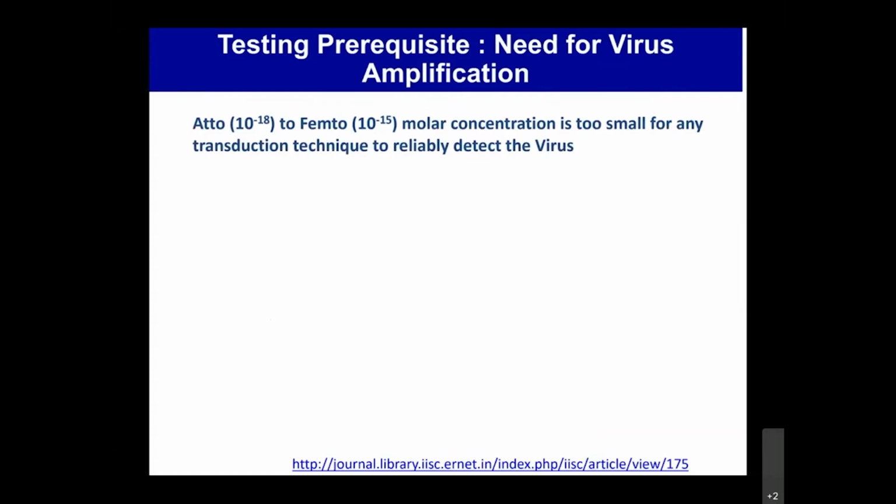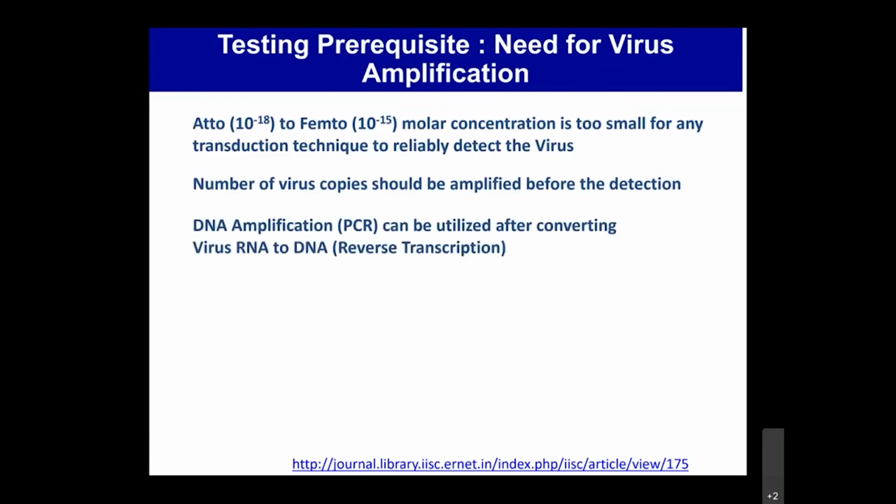Now, this is too small a concentration. Let me just repeat that. To reliably detect the virus, the number of virus copies should be amplified before the detection. And there is a technique to amplify DNA, not RNA, by the way. A DNA amplification technique is available, which is routinely used, and it is called PCR. PCR stands for polymerase chain reaction.